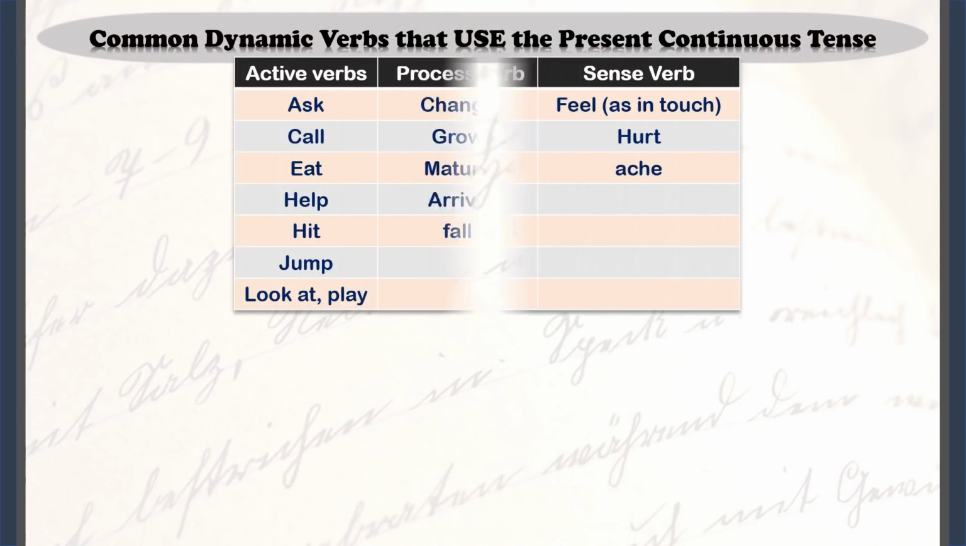Now let us see common dynamic verbs that use the present continuous tense. The active verbs are ask, call, eat, help, hit, jump, look at, play, throw. Process verbs are change, grow, mature, arrive, fall. Sense verbs are feel, as in touch, hurt, ache.